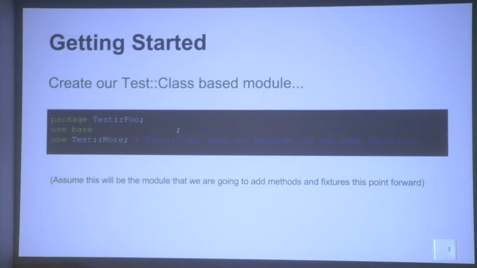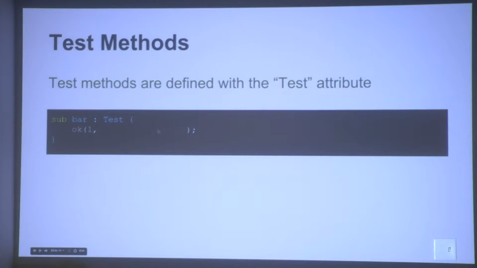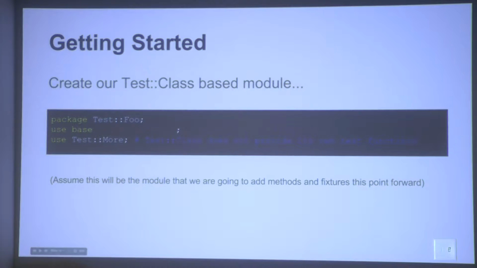So to get started with Test::Class, we just create our test class base module. We have our use base. It's in red. Sorry, is that Test::Class? Yeah, it's Test::Class. Sorry, guys. But yeah, we pretty much just say use base Test::Class, and it inherits all those fixtures, all those features. And typically, though, we still want to do a use Test::More because Test::Class doesn't provide those functions.